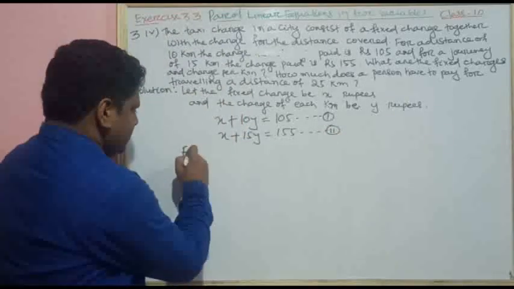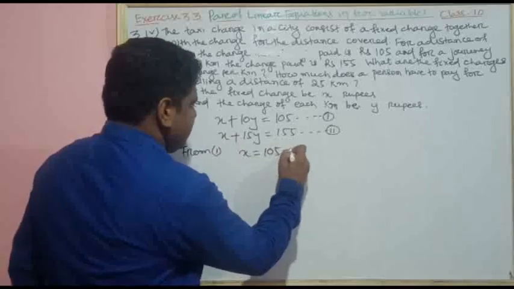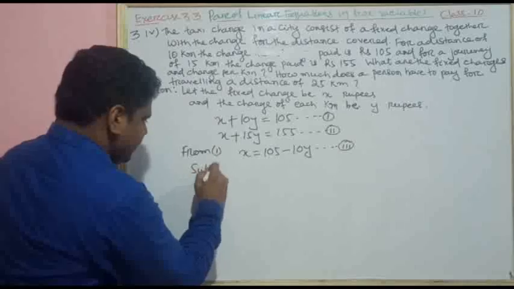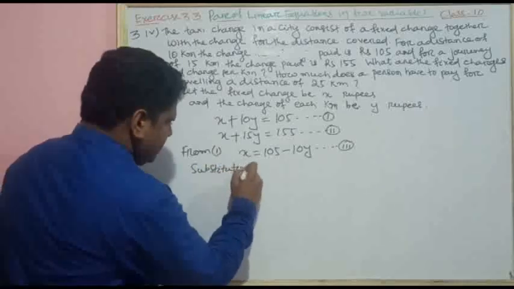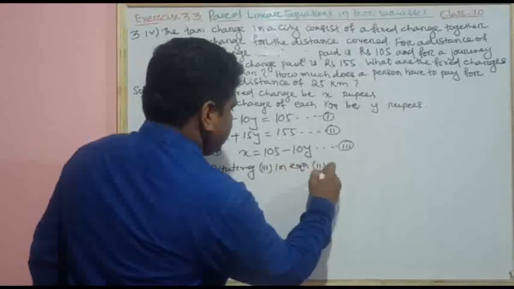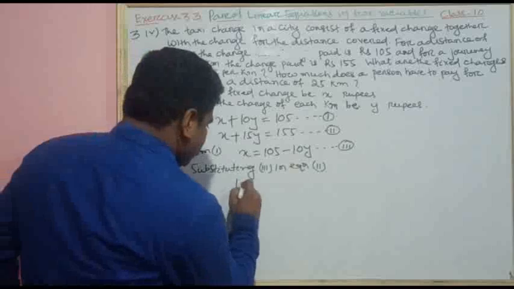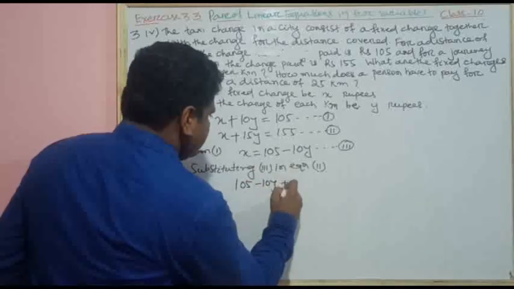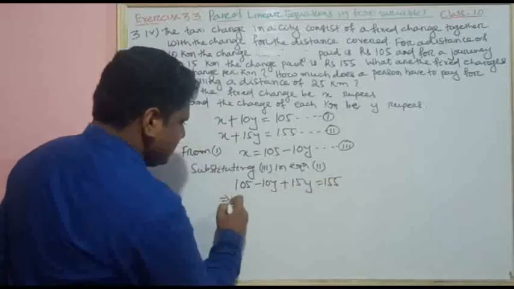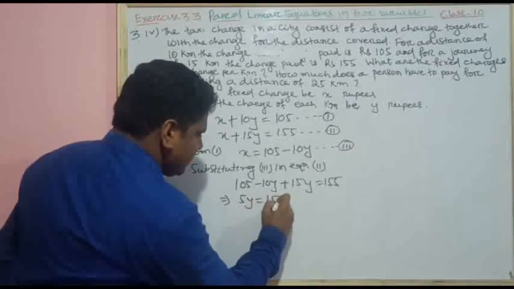So from equation 1 we can get x = 105 minus 10y. Let it be equation 3. Now substituting equation 3 in equation 2, in place of x we can write 105 minus 10y, plus 15y, is equal to 155. 15y minus 10y is 5y, so 5y + 105 = 155.